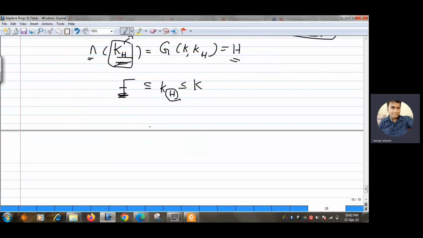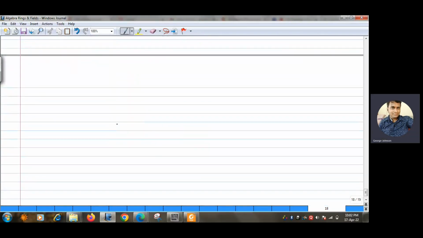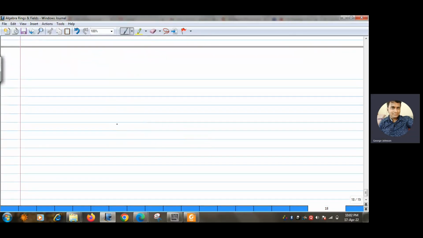Okay, then that would be ontoness also. What we have proved is lambda is one-to-one and onto. Now let us prove the fourth statement.